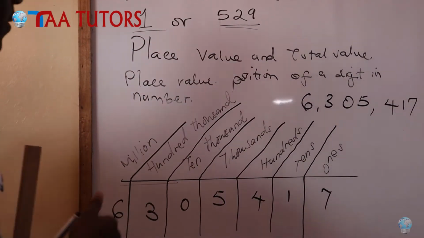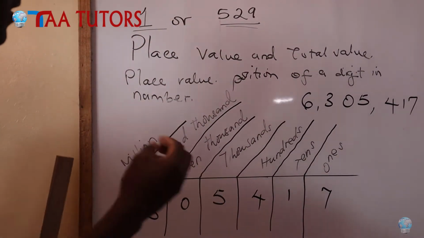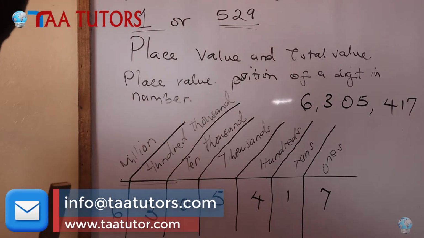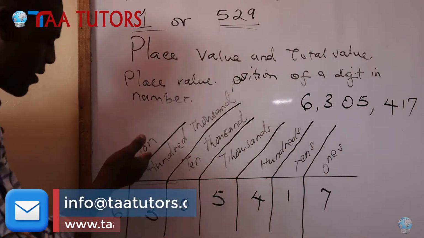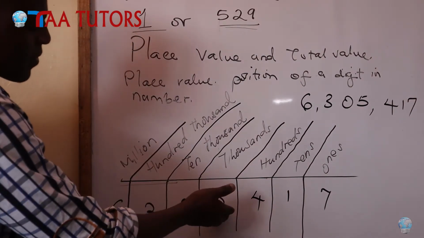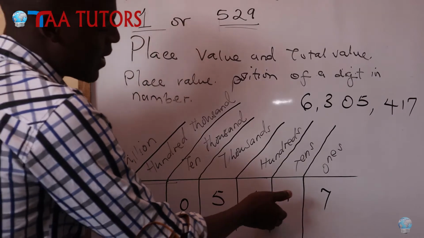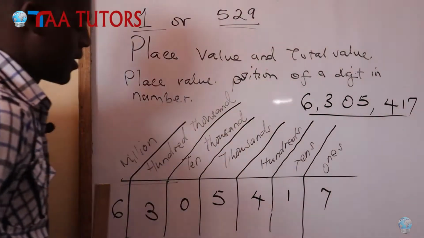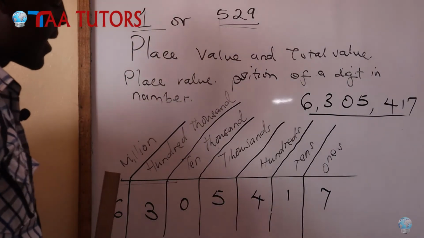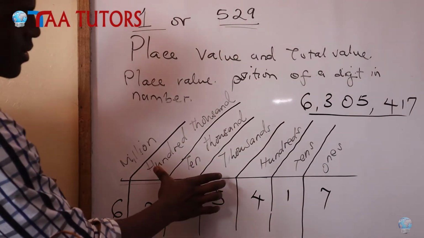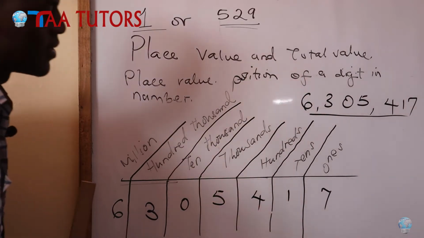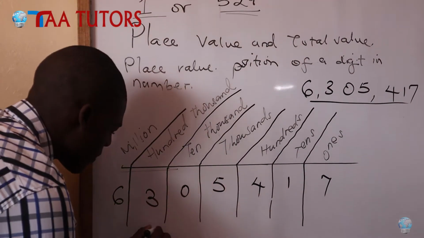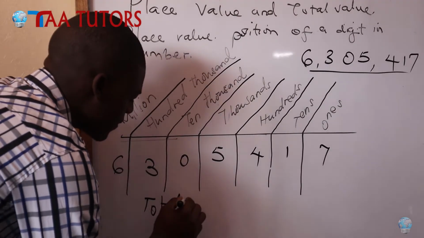Now from here we can go ahead and read the value of these digits. We can say that it is 6,305,417. That's how we read this. 6,305,000 up to there, then 417. We move forward to check on total value. What is now total value?